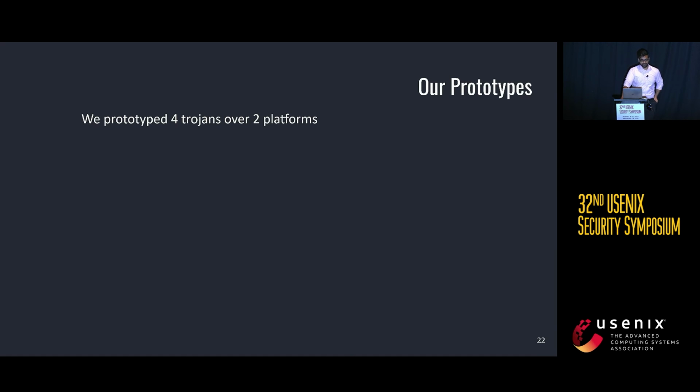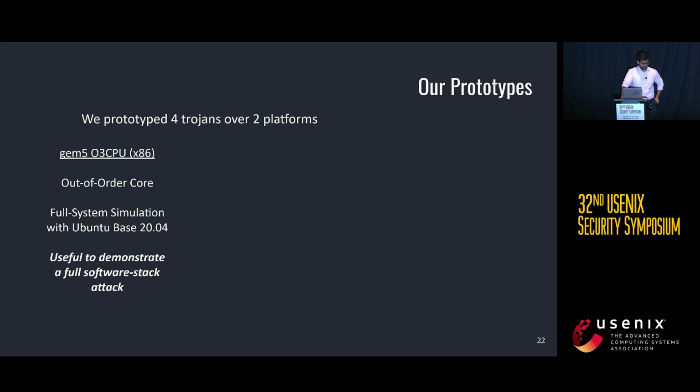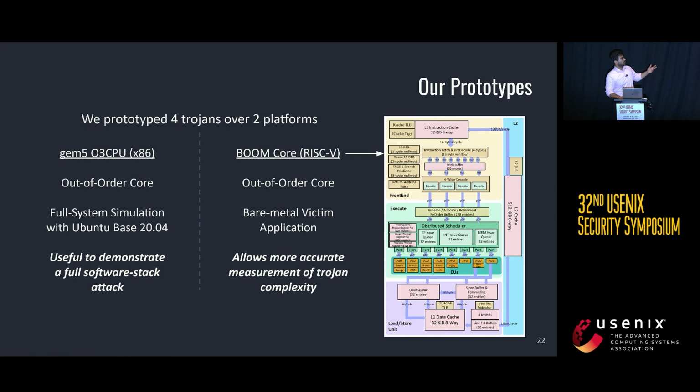So we implemented our prototypes over 2 platforms. We have 4 attacks, 3 of them on a gem5 core, that's a large out-of-order core, and with full system simulation, we could demonstrate that by using the Trojan to tamper with this application, we could spawn a new shell, allowing an attacker arbitrary code execution. We also have a prototype on the RISC-V BOOM core, which is again a realistic, large, out-of-order core. This platform was limited to running bare metal victim applications. However, it gave us a much more precise measurement of the Trojan.